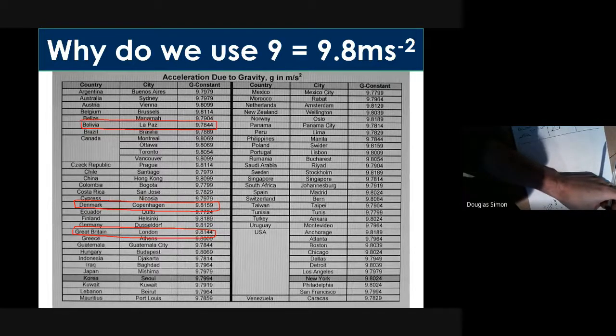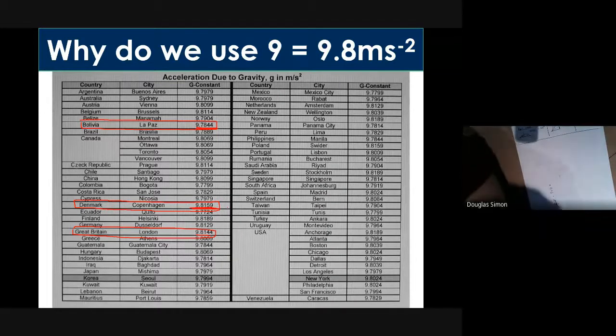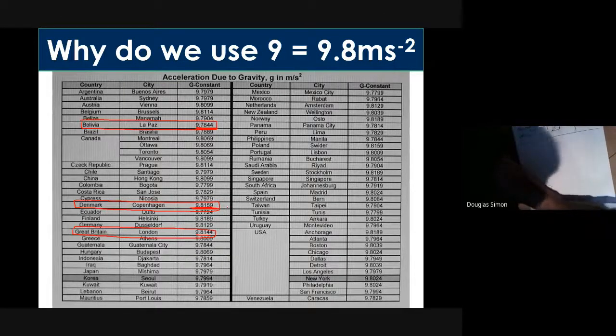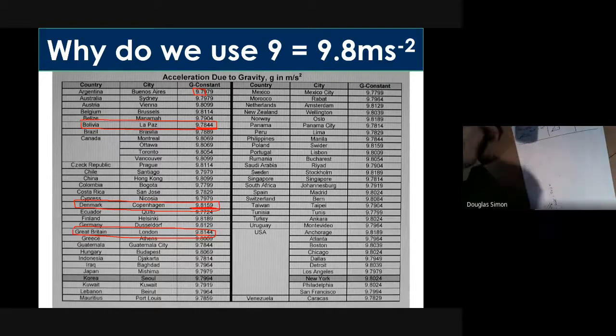And actually, you could probably see that, or think of a way this might affect humans as well. If you're an Olympic high jumper, you're much more likely to break a world record in Bolivia, for example, because you've got a 3 or 4% advantage over someone competing in Denmark, right? And for someone at an Olympic level, 3 or 4% is actually quite a lot. But as I said, everything rounds to 9.8, which is why we use 9.8 in calculations.